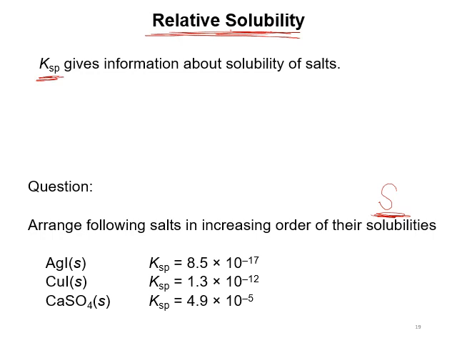The salts that have a higher value of capital S will have higher solubility. And we know how to convert between Ksp and capital S. Now one quick suggestion here is, the first thing I would do is write down the expression for all of my salts. It's quite possible that for the salts you get, you might not even have to solve for capital S. So for instance, in this case, the first salt that I have is AgI.